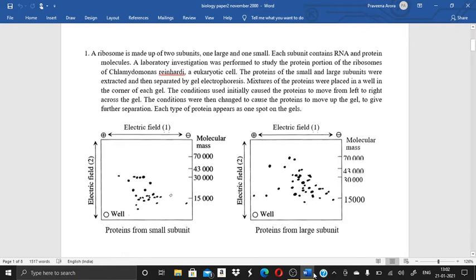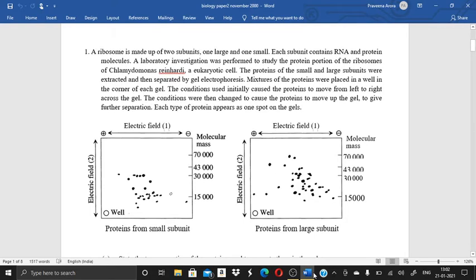A ribosome is made up of two subunits, one large and one small. Each subunit contains RNA and protein molecules. A laboratory investigation was performed to study the protein portion of the ribosomes of Chlamydomonas, a eukaryotic cell. The proteins of the small and large subunits were extracted and then separated by gel electrophoresis. Mixtures of the proteins were placed in a well in the corner of each gel.